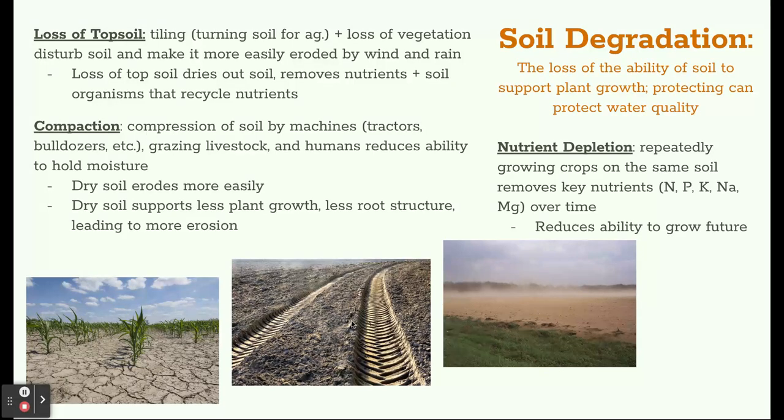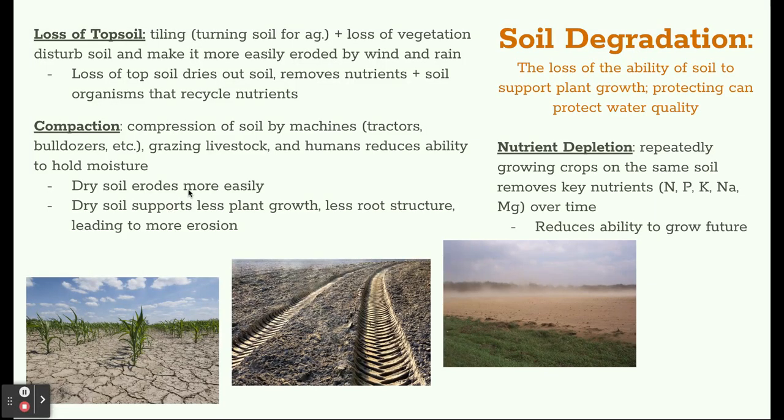Compaction is another issue, and farmers have to be really careful driving over land with tractors or bulldozers or just cars in general, vehicles. They also have to worry about grazing livestock, which can compact the land. And then humans walking over land. All of this can actually reduce the ability of the soil to hold moisture, and that's the lab that we're going to talk about later.